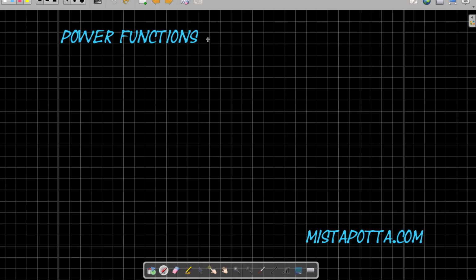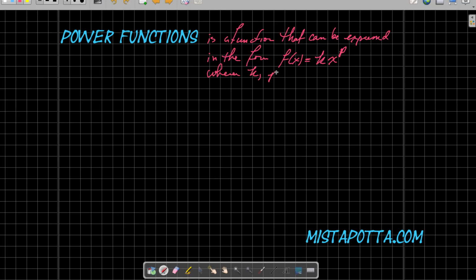So a power function is a function that can be expressed in the form f of x equals k times x to the p power, where k and p are real numbers. So anything that I can represent with some number times x raised to some power is going to give me a power function. So k is the coefficient, and p is the power.